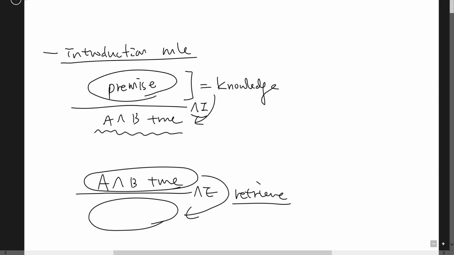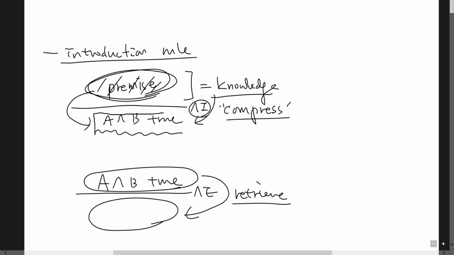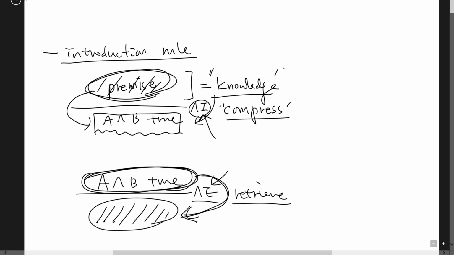So here in the case of the conjunction introduction rule, we compress the knowledge expressed in the premise into a single truth judgment. In the case of the elimination rule, we start with this single truth judgment and we retrieve some knowledge that is justifiable by this truth judgment. So we can interpret this introduction rule and elimination rule in terms of knowledge conveyed by the judgment in the premise and in the conclusion.